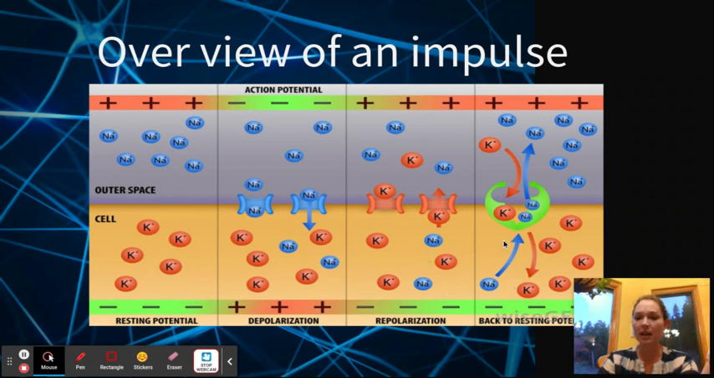And then the sodium potassium pumps keep that negative 70 millivolts inside the neuron by moving any sodium that leaks in back out and any potassium that leaks out back inside.